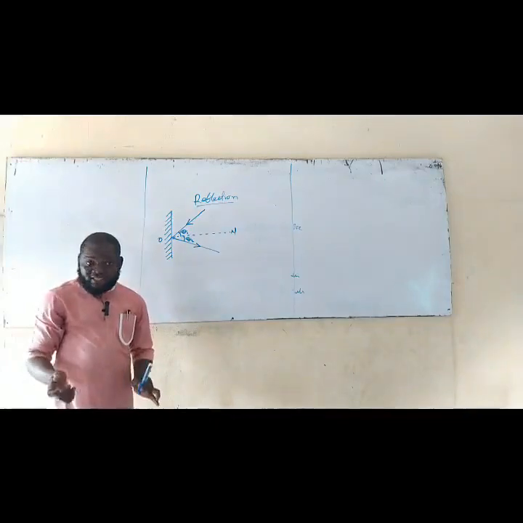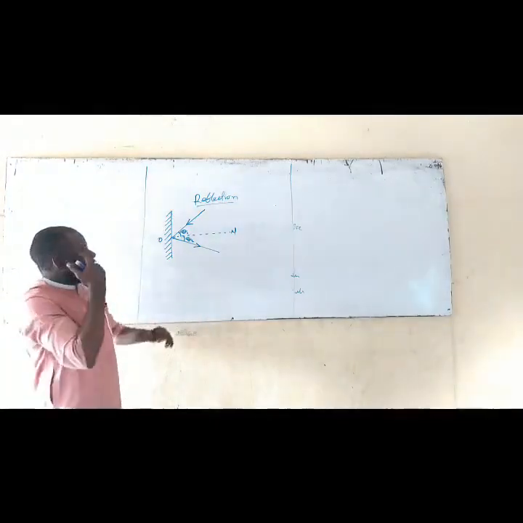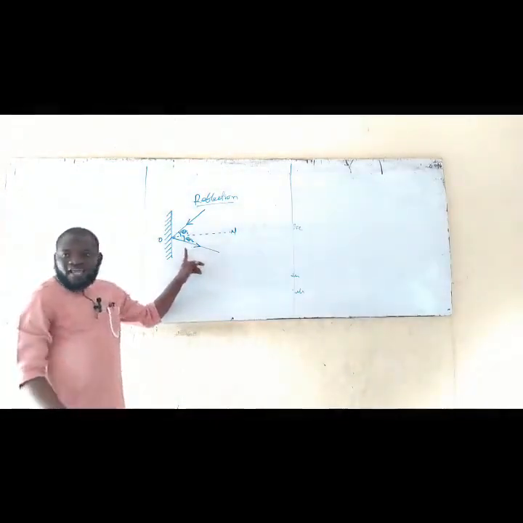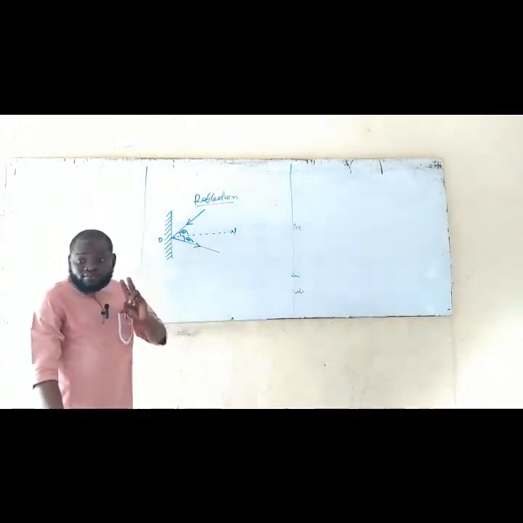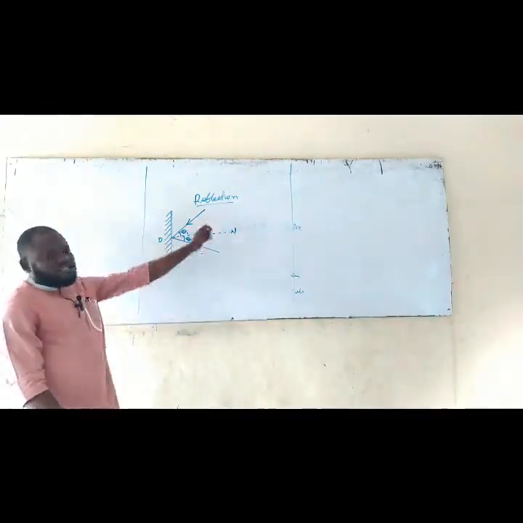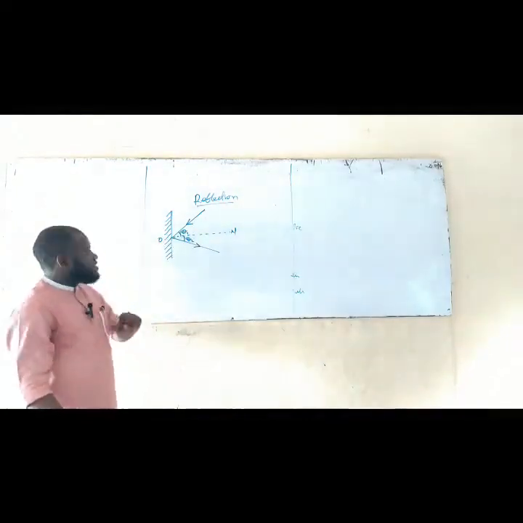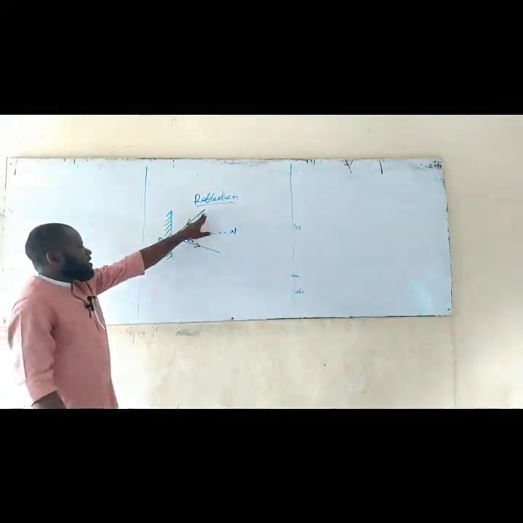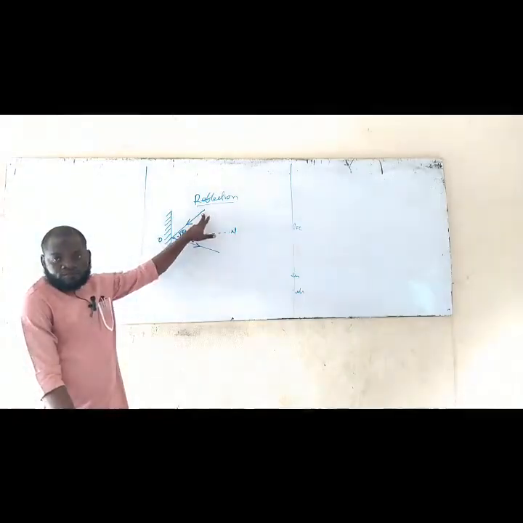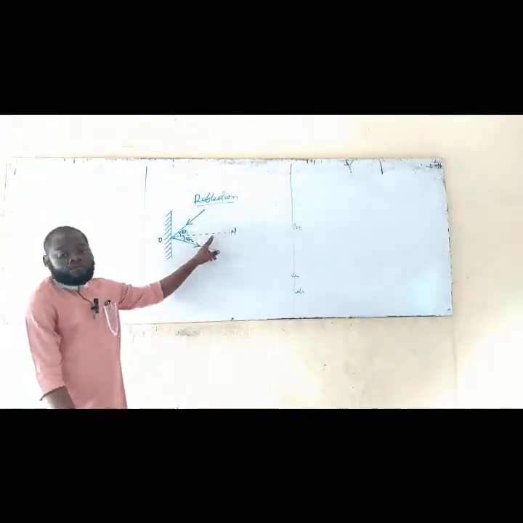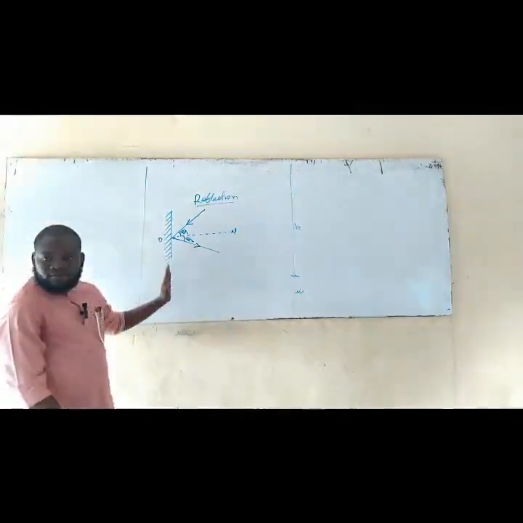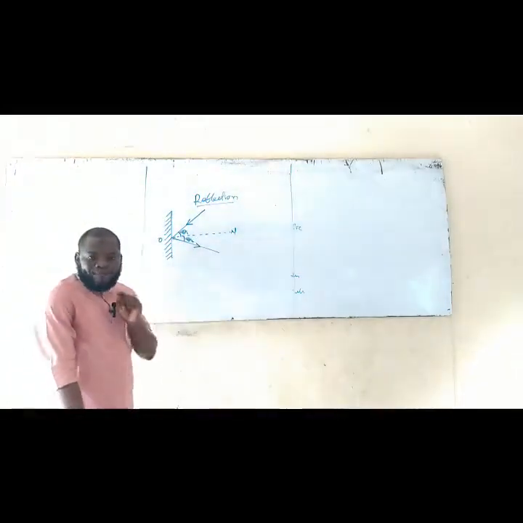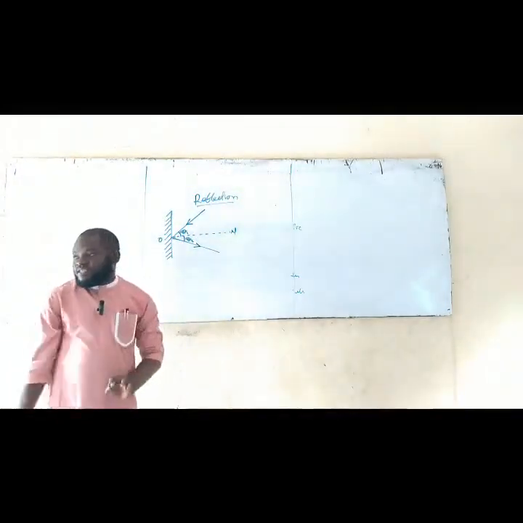Are you getting this now? Now, there are two laws that can help you here. How many laws? Two laws. The first one states that the incident ray, the normal, and the reflected ray all lie on the same plane at the point of incidence.